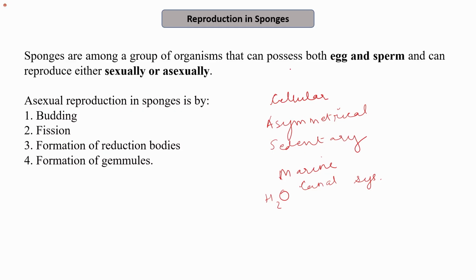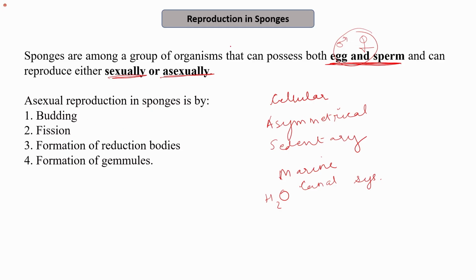Sponges are among the group of organisms that possess both egg and sperm. So they have both egg and sperm, and therefore they can be called hermaphrodites, since both male and female organs are present in the same organism. And they can reproduce either sexually or asexually. So sponges can undergo both types of reproduction.